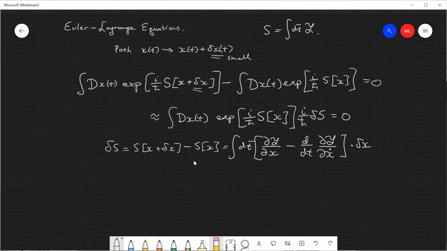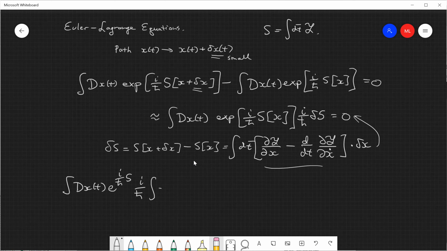And so we can conclude, right, that if we plug this back into there, what we find is the integral d of x of t of e to the i over h bar s. And we have the i over h bar. Now we just substitute in for that delta s.